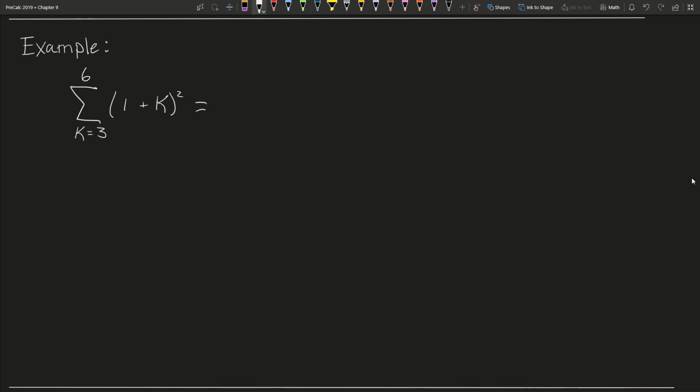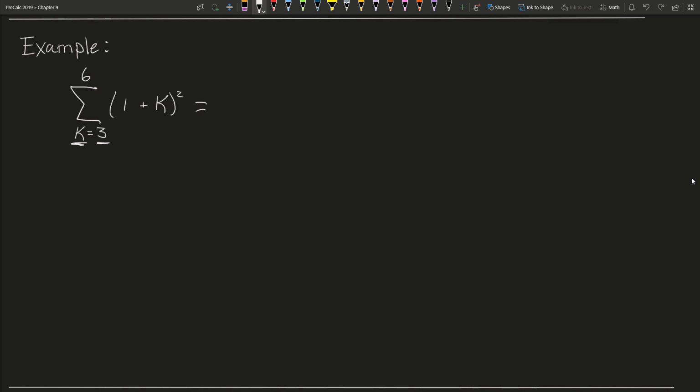This lower limit or this index doesn't always have to be i. Okay, there are different variables for it, and it doesn't always have to start at 1. Depending on what you're doing, depending on probabilities, depending on whatever calculus you're doing, it doesn't always have to start at 1 or 0. Sometimes it can start later, sometimes it can start sooner.